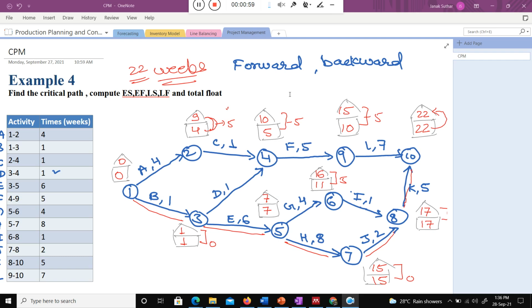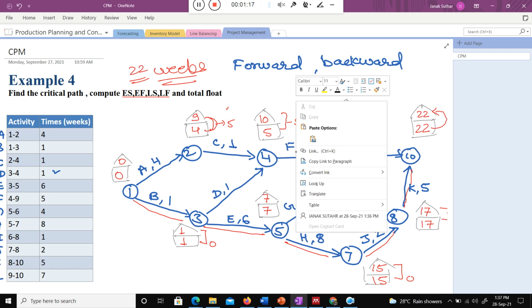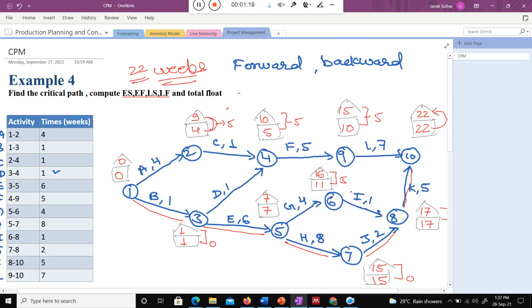Now, suppose, assume that I completed this activity A in 3 weeks instead of 5 weeks. Will my project be completed in less than 22 weeks, or will it be completed in 22 weeks only? Just let me know, class.